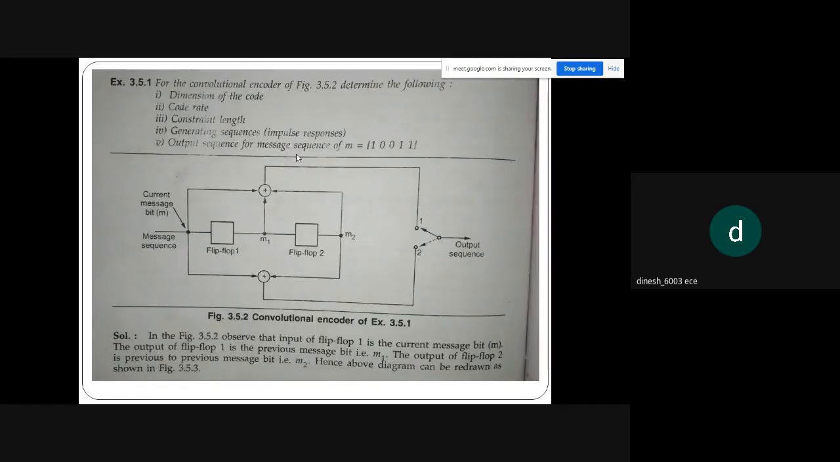So from the diagram you can observe that there are two modulo 2 additions. At the top we have one modulo 2 addition, and at the bottom we have one modulo 2 addition, which are connected to an output sequence by two switches, switch 1 and switch 2. In the top modulo 2 adder we have three inputs: one is M, another is M1, another is M2.